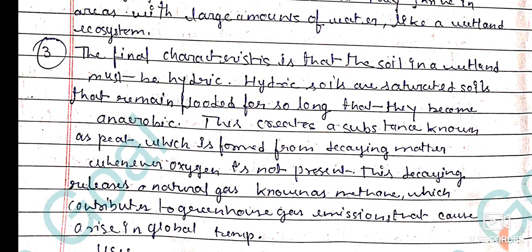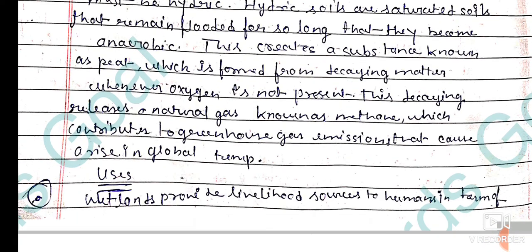Hydric soils are saturated soils that remain flooded for so long that they become anaerobic. This creates a substance known as peat, which is formed from decaying matter. Whenever oxygen is not present, this decaying matter releases a natural gas known as methane, which contributes to greenhouse gas emissions that cause a rise in global temperature.